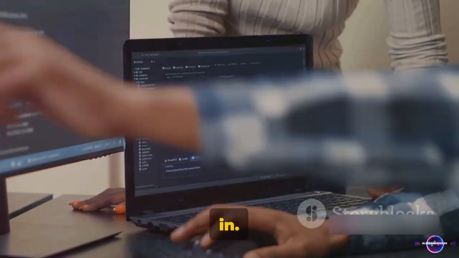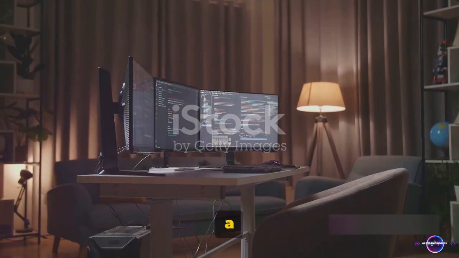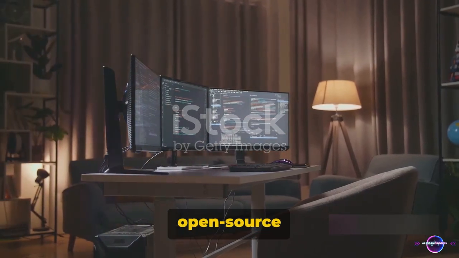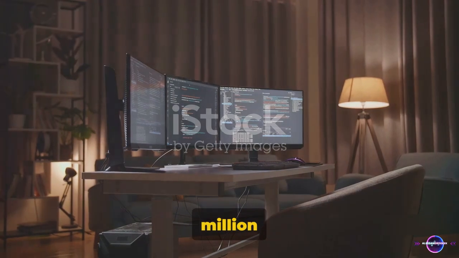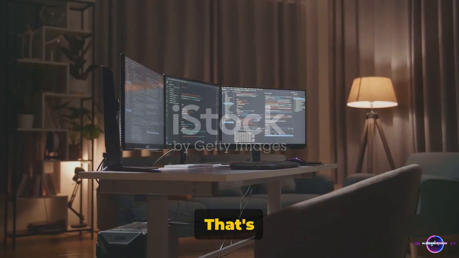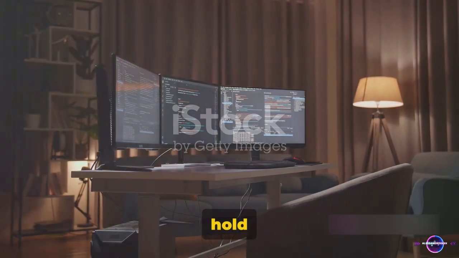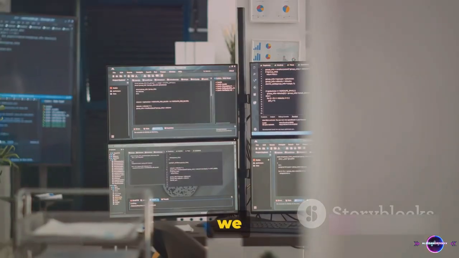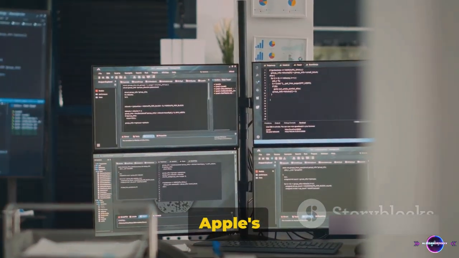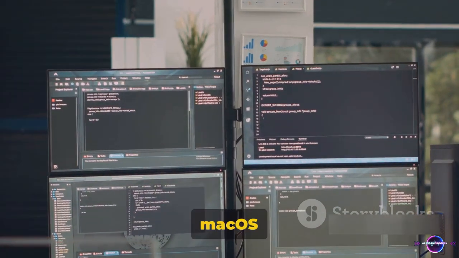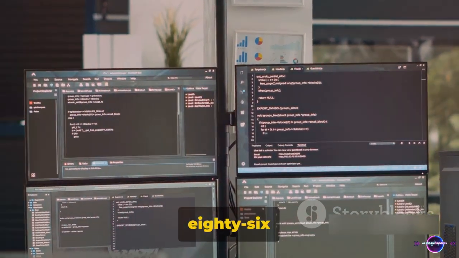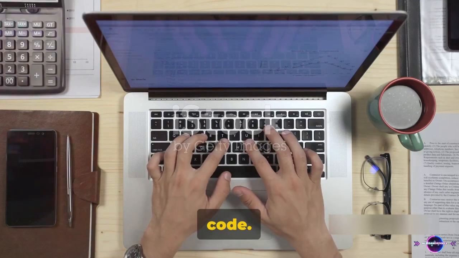Well, let's dive in. When we look at Linux, a well-known and widely used open-source operating system, it's estimated to have around 20 million lines of code. That's a massive amount, isn't it? But hold on to your seats, because when we move over to macOS, Apple's operating system, the numbers take a significant leap. macOS is estimated to have around 86 million lines of code.